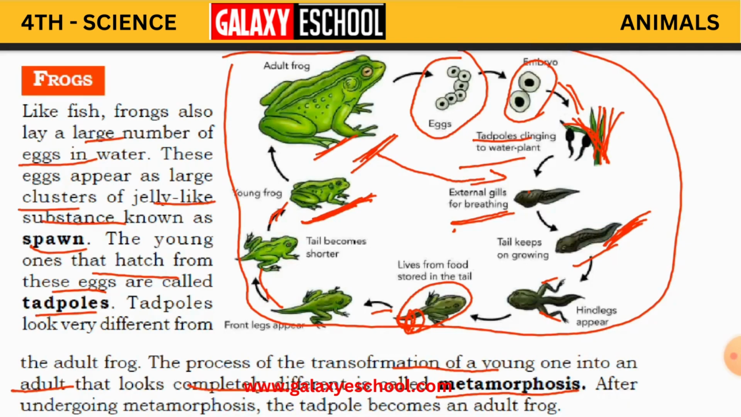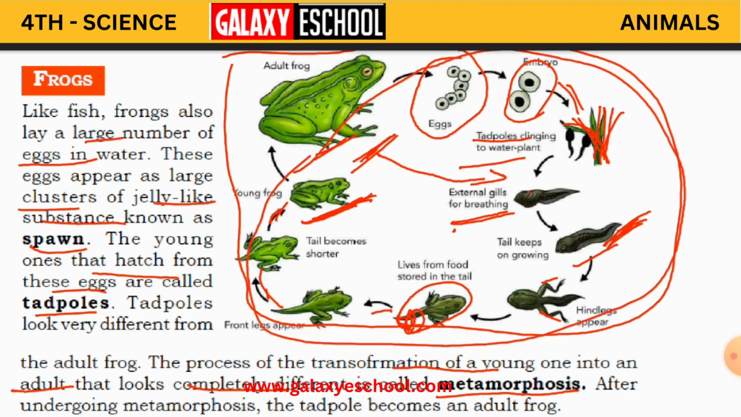Okay children, after undergoing metamorphosis, the tadpole becomes an adult frog. So until this process, we call it what? Metamorphosis. After undergoing this metamorphosis process, what happens? The tadpole becomes an adult frog. Clear, children? So this is how frogs give birth to their young ones.